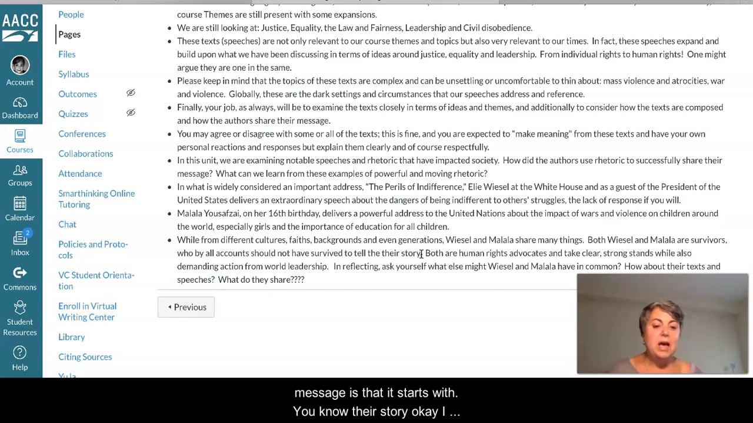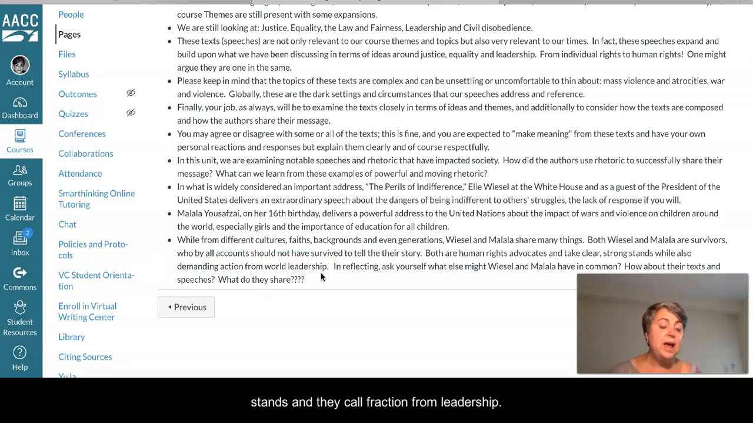Both are human rights advocates and take clear, strong stands, moral stands even, on human rights, while also demanding action from world leadership. So you'll notice that they are not wishy-washy. They are not neutral. They take strong stands, and they call for action from leadership.